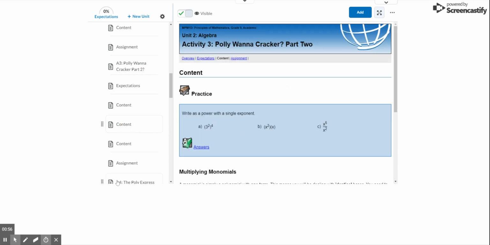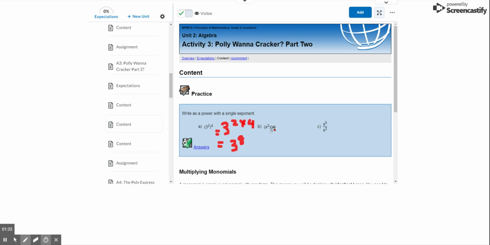So let's look at these examples. It says write as a single exponent. This is power of a power, so we're multiplying the exponents. We don't change the base, so that's 2 times 4, and that's why this is equal to 3 to the 8.